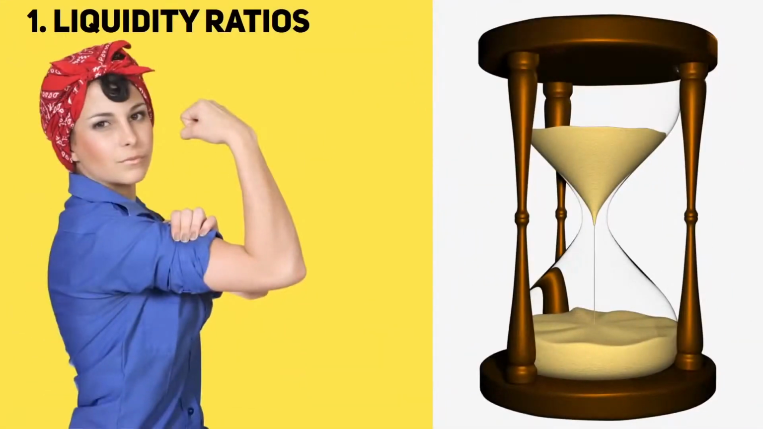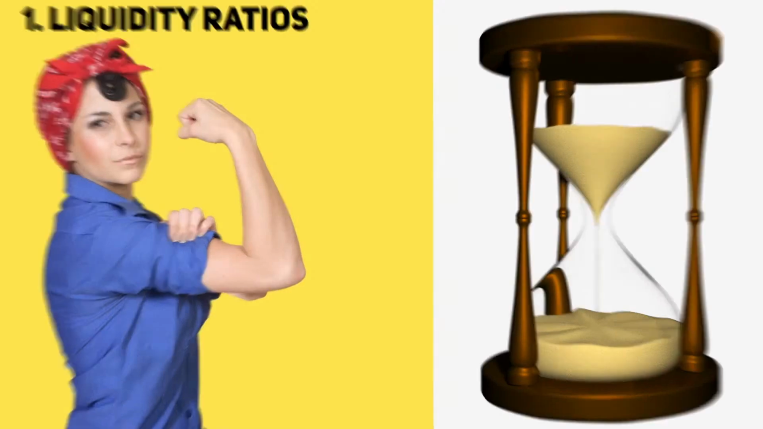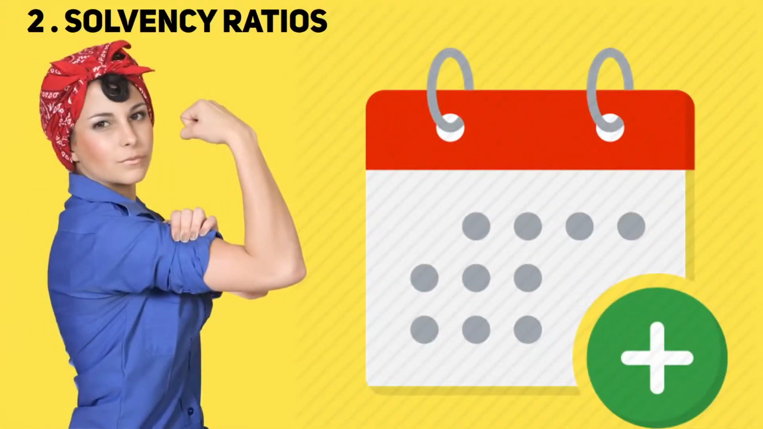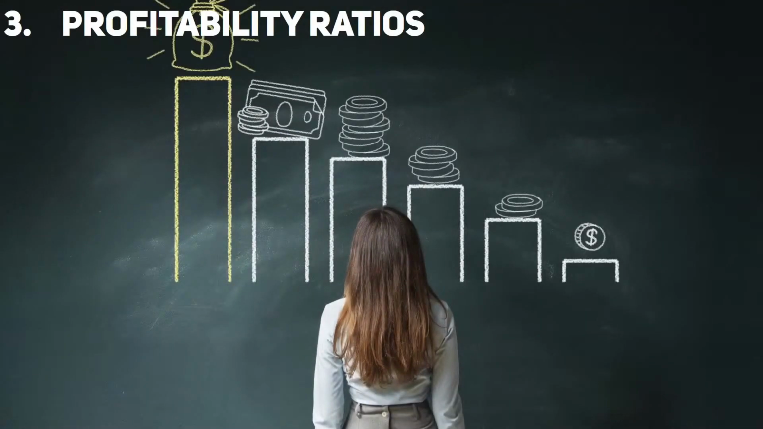First one, liquidity ratios. These ratios measure the ability of the business to pay its short-term debts or to pay the amount due to the investors. The second ratio is solvency ratio. This solvency ratio calculates the long-term solvency or strength of a business, its ability to service its indebtedness. Next ratio, profitability ratio. These ratios are calculated to analyze the profitability position of the business, how much profit that particular business is earning.